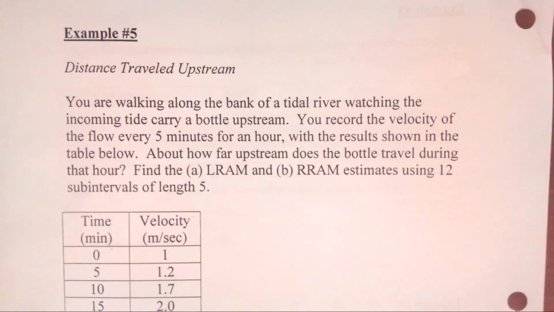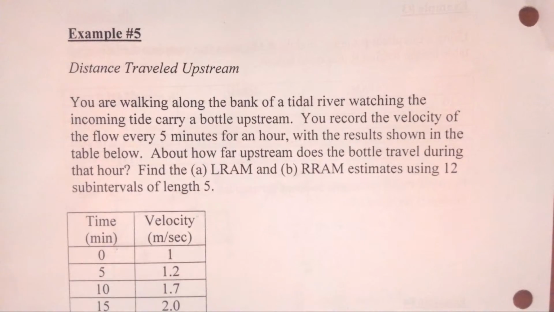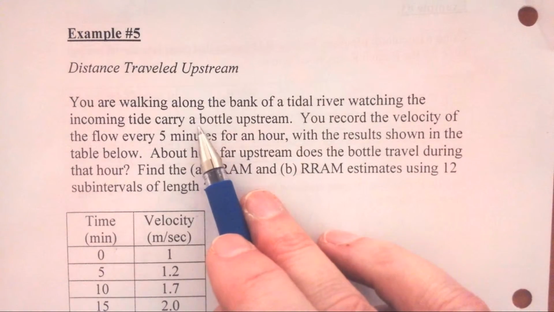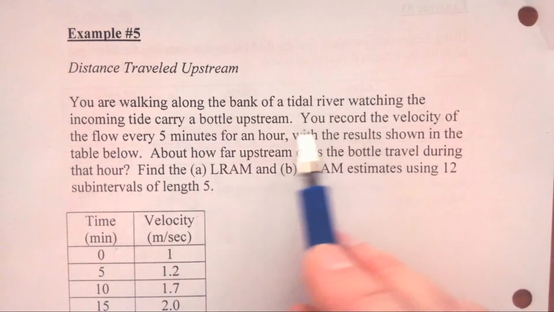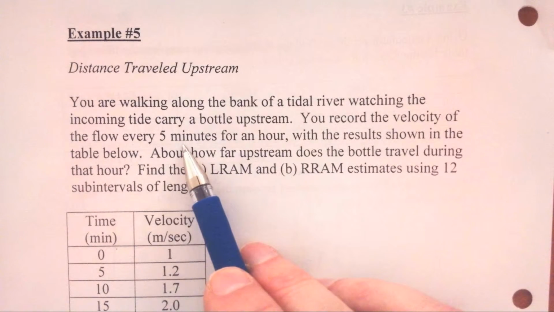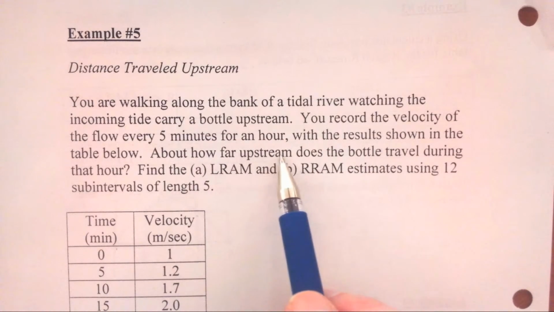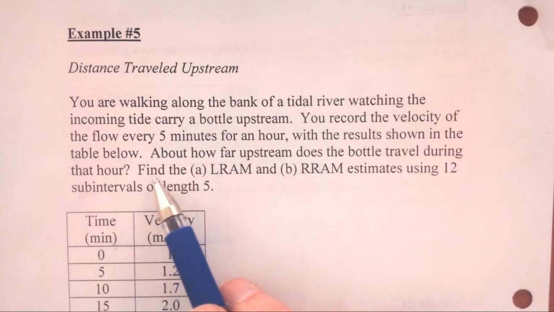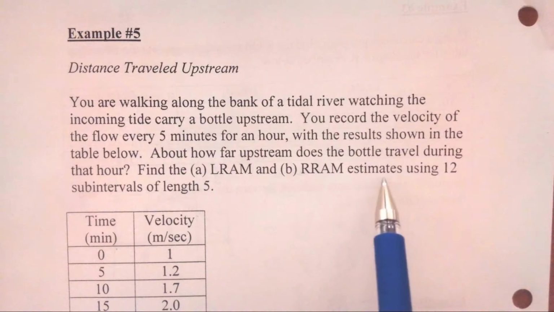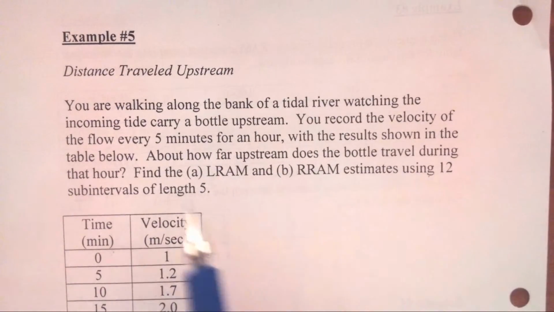And we got this distance traveled upstream. You were walking along the bank of a tidal river, watching the incoming tide carry a bottle upstream. You record the velocity of the flow every 5 minutes for an hour, with the results shown in the table below. How far upstream does the bottle travel during that hour? Find LRAM, find RRAM estimates using 12 subintervals of length 5.